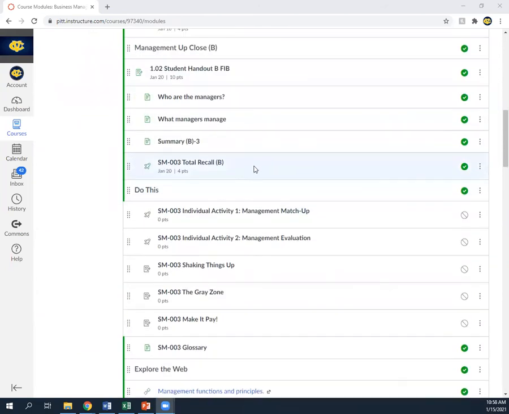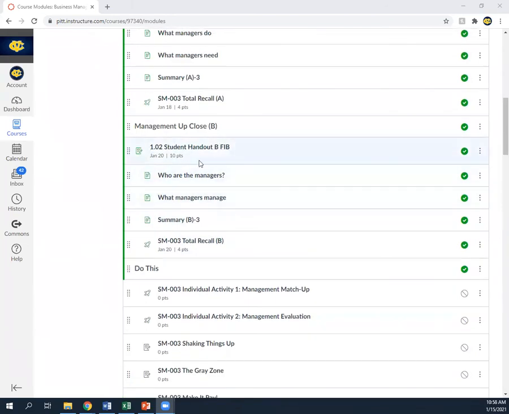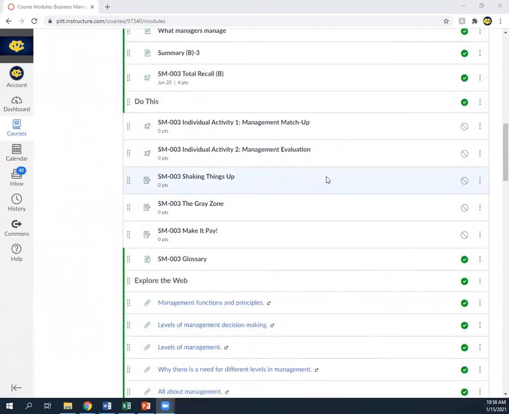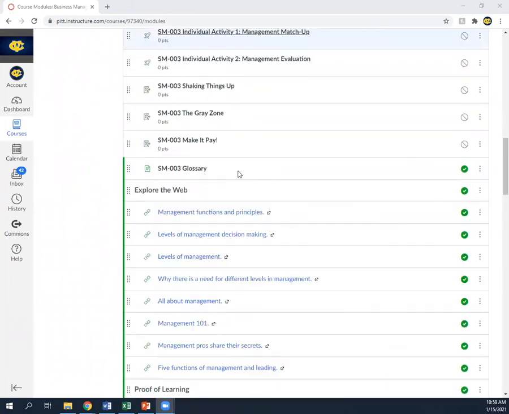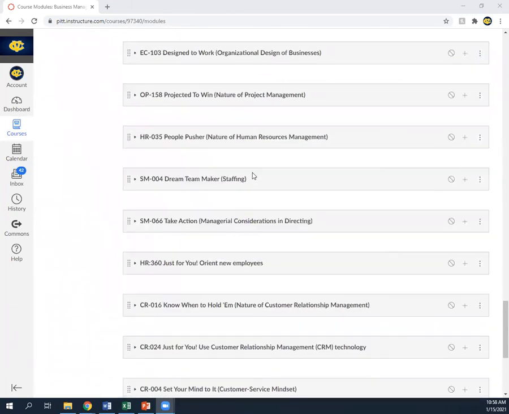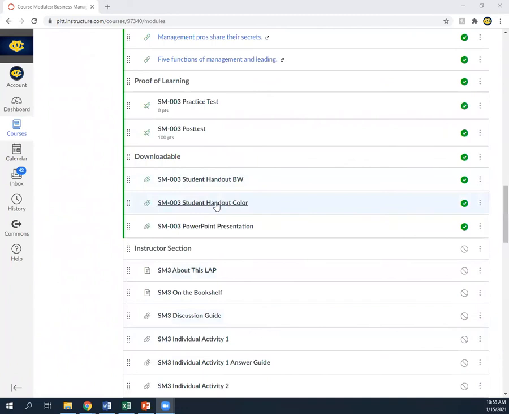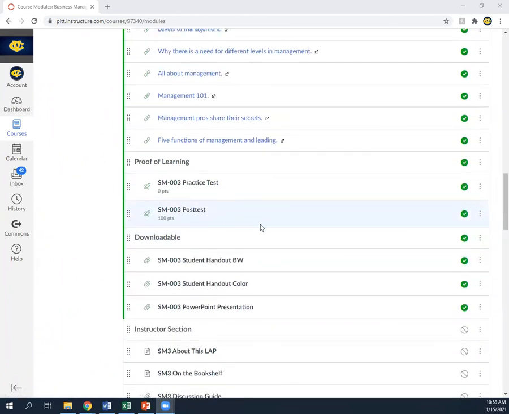So today, the only thing you really have to worry about is doing the student handout B and completing the total recall B for this section right here. And once you get done with that, you're basically done. Yeah, you're done for the weekend, and then we'll get on this section next week. Actually, we got to take that post test. I forgot about that. So we'll do that on Tuesday fairly quickly.